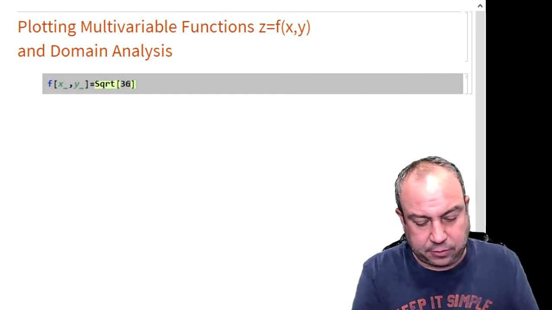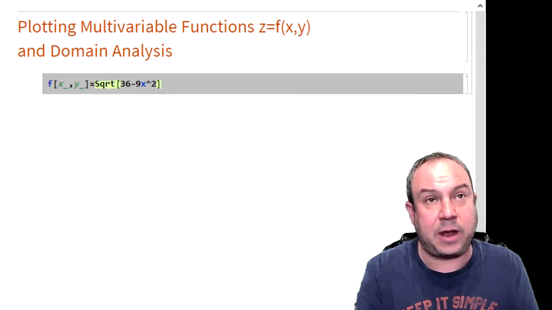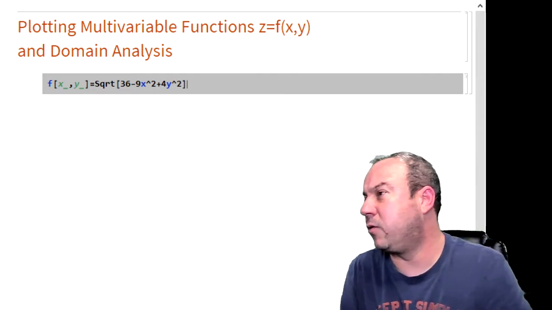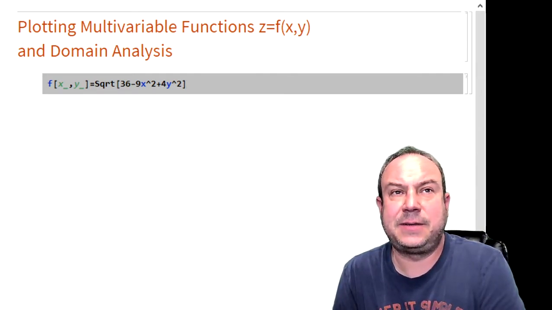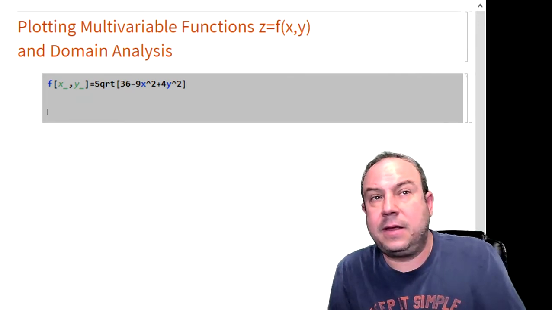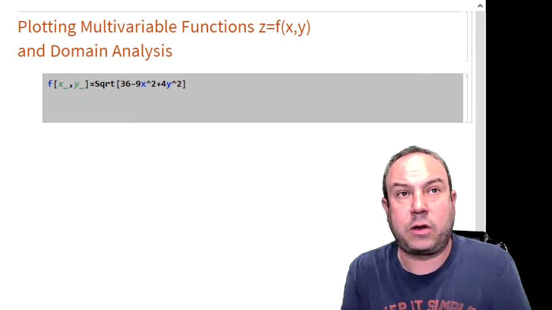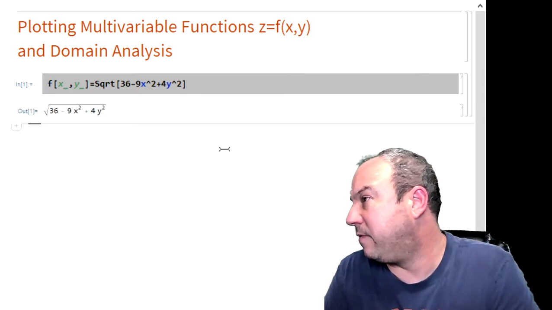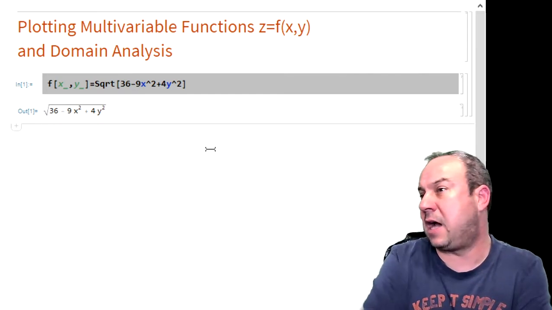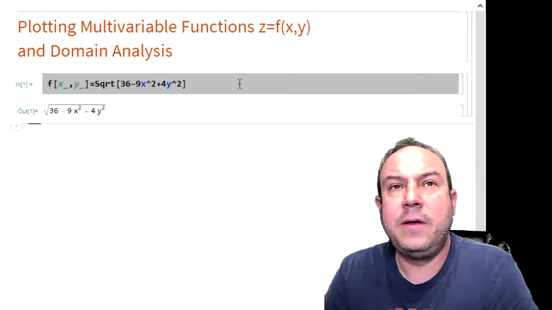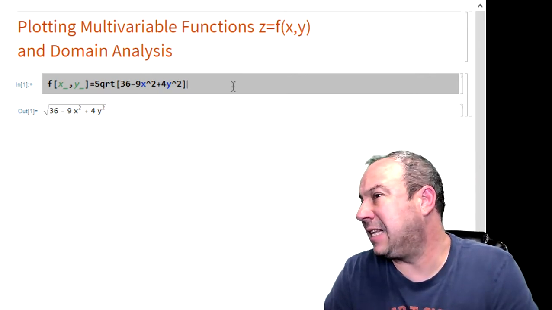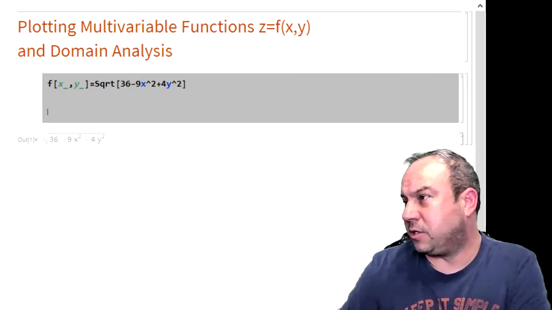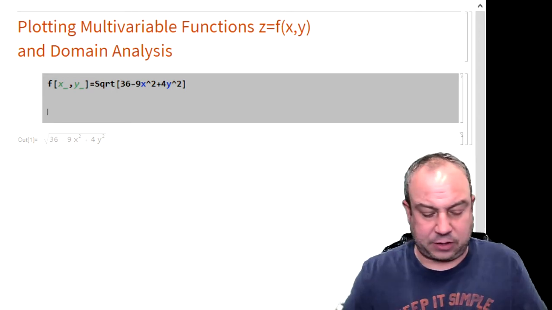Square root of 36 minus 9x squared plus 4y squared. This has some interesting stuff going on in its analysis. Now, that will be the function that we are working with, and certainly we can double check and just go ahead and run that, and Mathematica will show you what function we are looking at. And certainly that does align with what I'm thinking, right? Where we might want to consider coming along and plotting this function, taking a look at what it looks like in three-dimensional space. That is plotting multivariable functions.